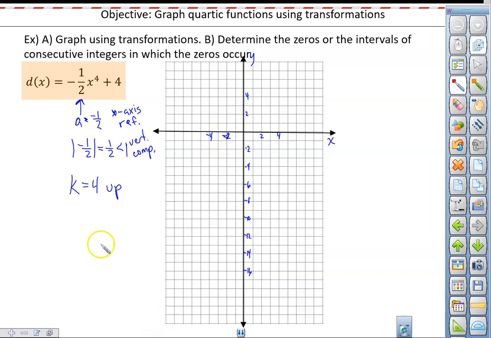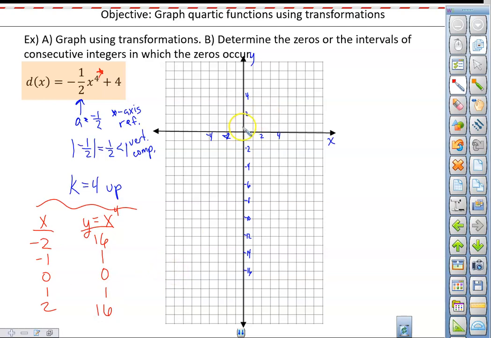All right, so now those points. Again, we're dealing with quartic, x to the 4th power. So our x's are the integers from negative 2 to positive 2. The y's will be calculated by taking that x and raising it to the 4th power, which gives us the 16, 1, 0, 1, 16.